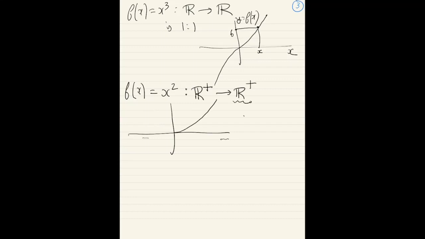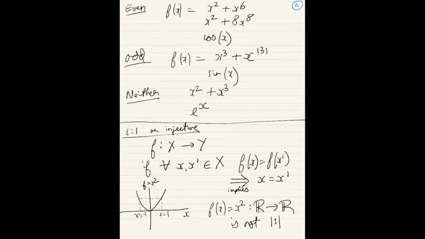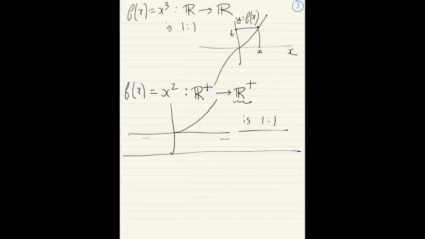Then this is 1:1. There will be homework problems where we look at a variety of functions and see whether they are 1:1 or 1:2. So that's 1:1, which is also called injective. Now we will look at onto.